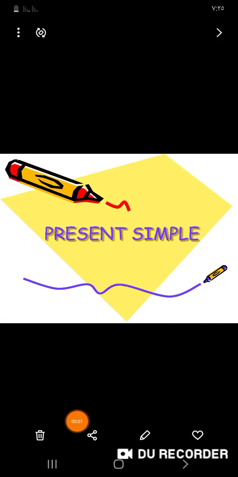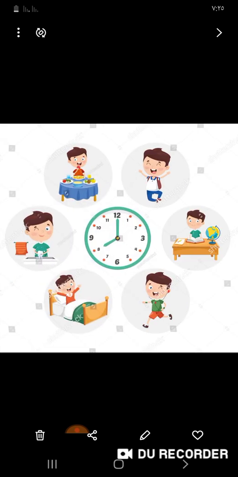Hello, my dear students. Today we're going to explain the present simple tense. The present simple tense means that we talk in the present. What can you see here?